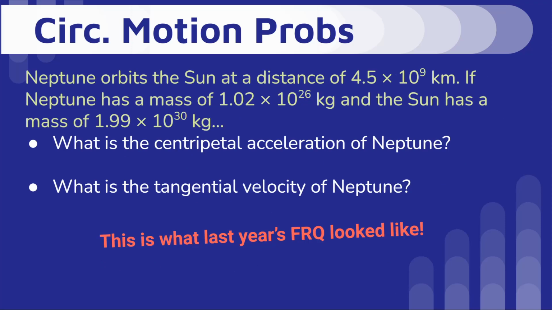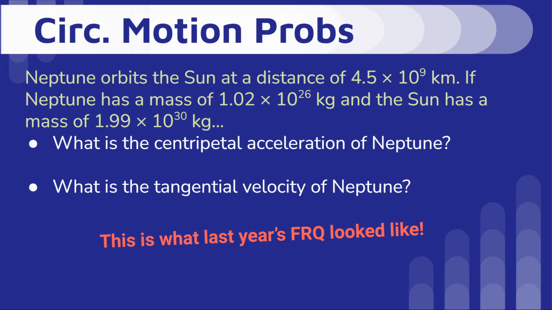All right. Heads up, this is what last year's FRQ looked like on the test. So this might be a really helpful one to write down. If I were you, I would. It says, Neptune orbits the sun at a distance of 4.5 times 10 to the 9th kilometers. If Neptune has a mass of 1.02 times 10 to the 26th kilograms, and the sun has a mass of 1.99 times 10 to the 30th kilograms, what is the centripetal acceleration of Neptune, and what is the tangential velocity of Neptune?